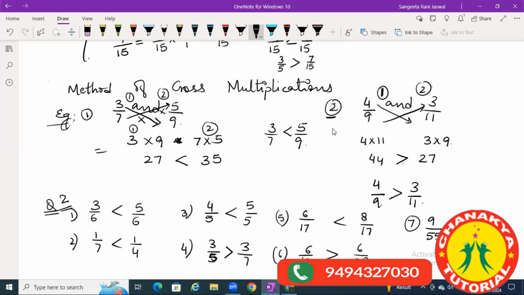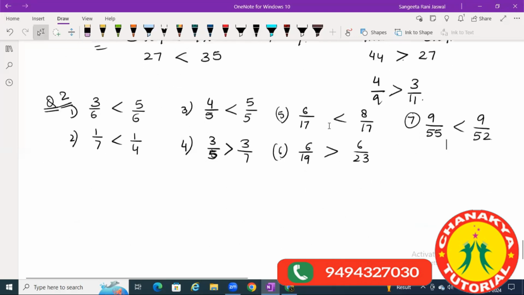9 by 55 and 9 by 52. Which fraction is greater? 9 by 52. Very good. Okay, let's take more examples. 1 by 6 and 1 by 3. Which is greater? 1 by 3.